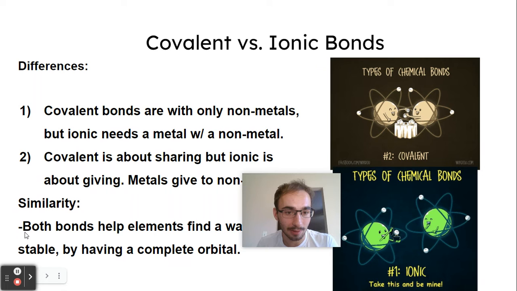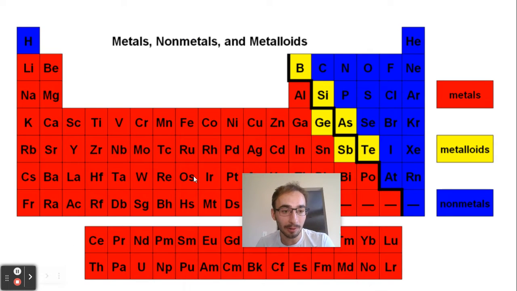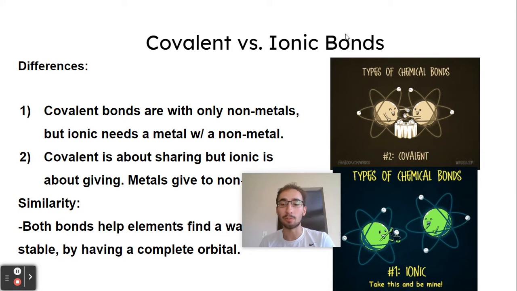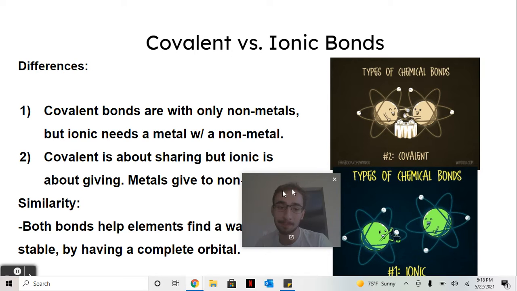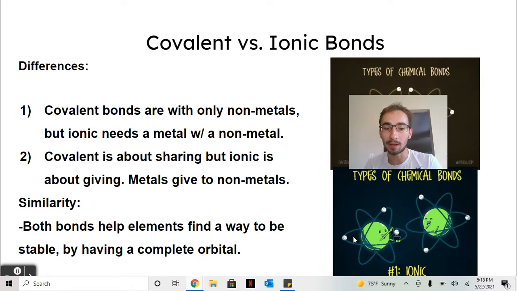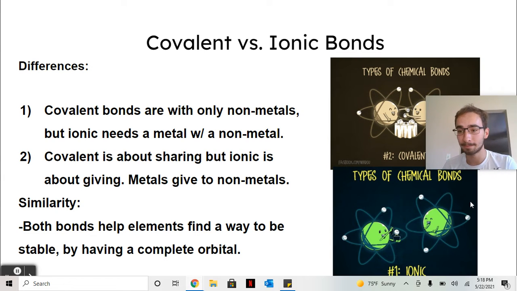But ionic bonds are a little different. Ionic bonds use a metal, so one of the red ones, with a non-metal. Covalent is about sharing electrons, whereas ionic is more about giving them up. Both bonds find a way to help the element be stable. By having a complete orbital, they're just two different ways to do it.